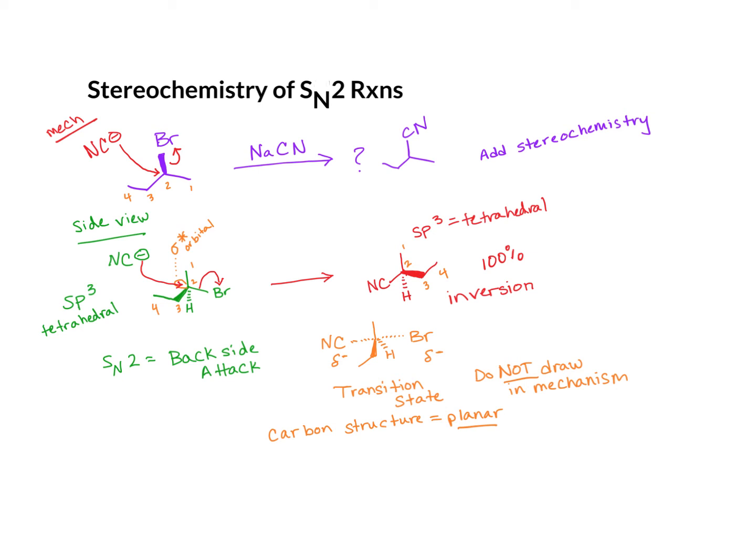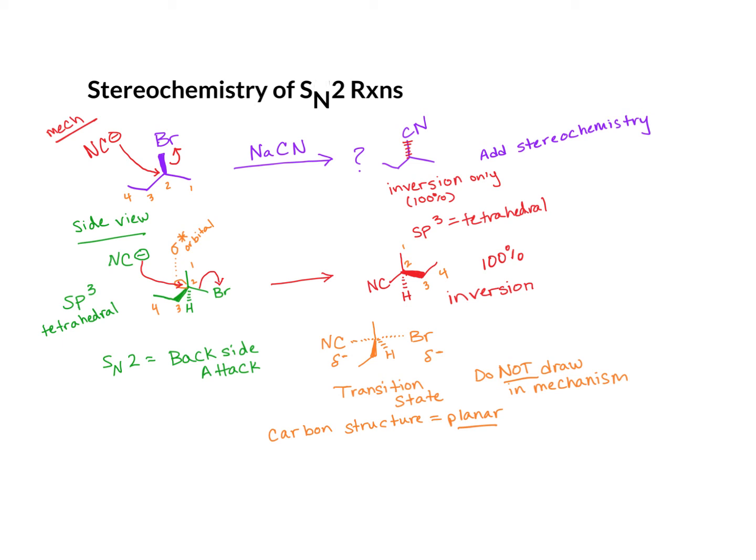So if this is now in the front because we've changed the view, and then we need this to come from the back side, then where would this be? Right, it's going to be on the back because it's backside attack. So we're just going to basically flip it and draw it as a dash instead of a wedge. So if it's a wedge, switch it to a dash. If it's a dash, switch it to a wedge. You're getting inversion. So that product's always going to be 100% inversion, just one product.